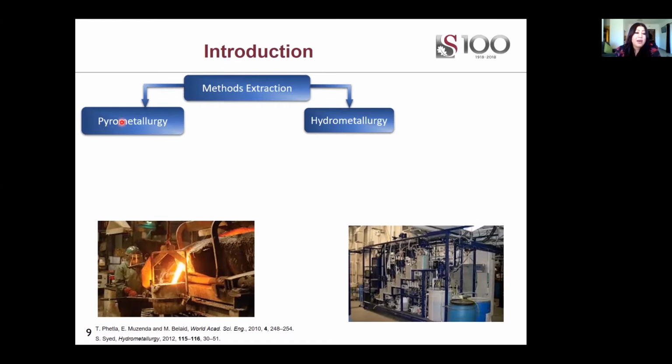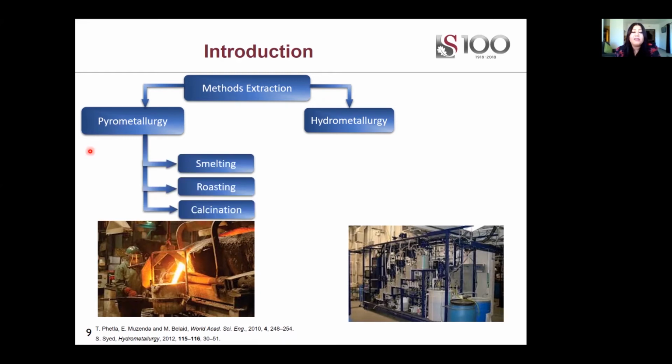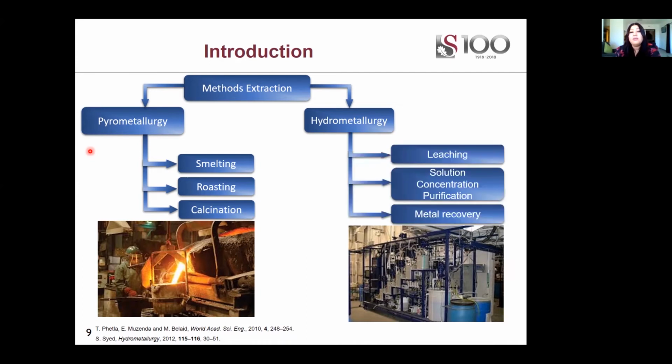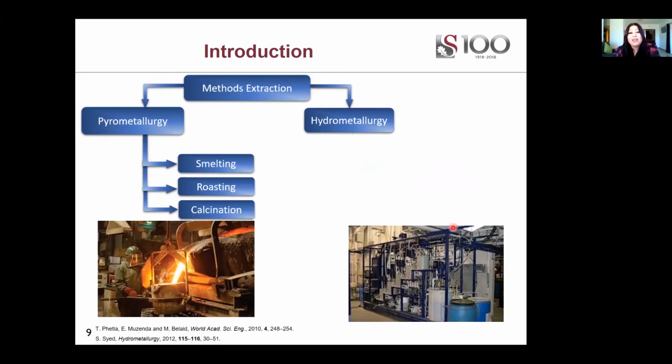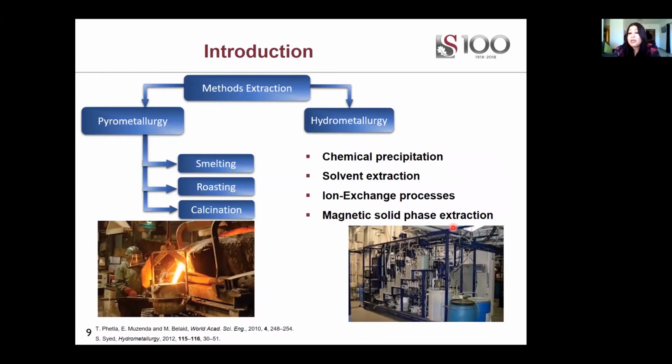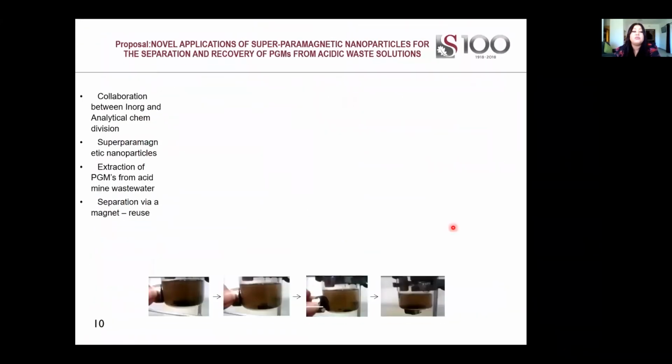The first is pyrometallurgy, and this involves smelting, roasting, and then calcination. And then the second method would be hydrometallurgy, and this involves leaching, solution concentration, and then metal recovery. And within this, there's several ways of doing it, which is chemical precipitation, solvent extraction, ion exchange processes, and of course, magnetic solid phase extraction, which is what we'll talk about.